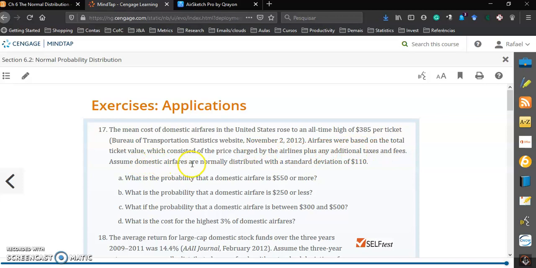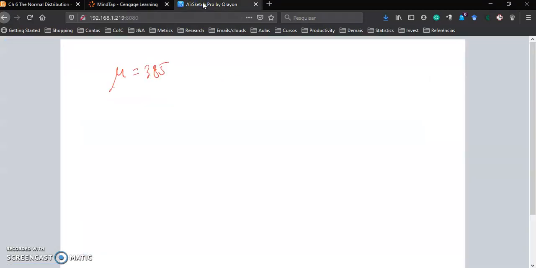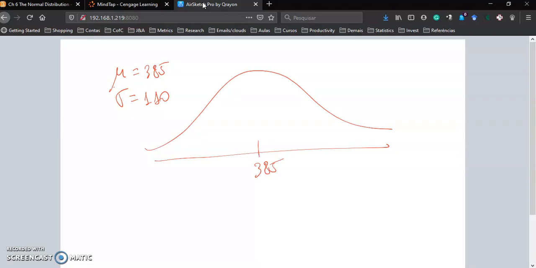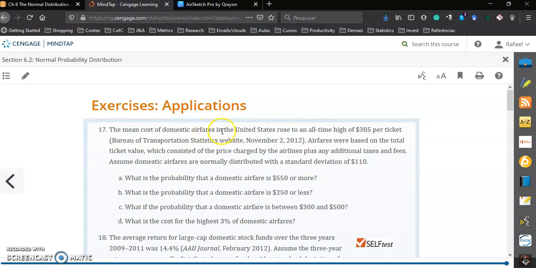Assume domestic airfares are normally distributed with a standard deviation of 110. So if I come here, I know that it's 110. I can draw the normal distribution. I know that here is 385. That's my mean. Okay, and let's take a look at the problems.